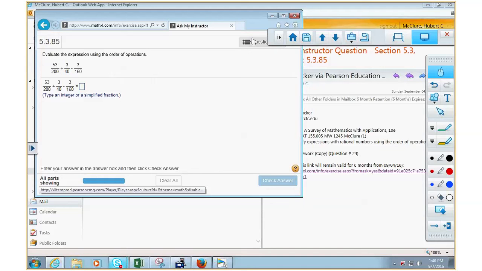So 53 over 200 divided by 3 over 40 times 3 over 160. Is there such thing as divide by a fraction? No. You multiply by the reciprocal. Thanks for the input, 2 people out of 15.